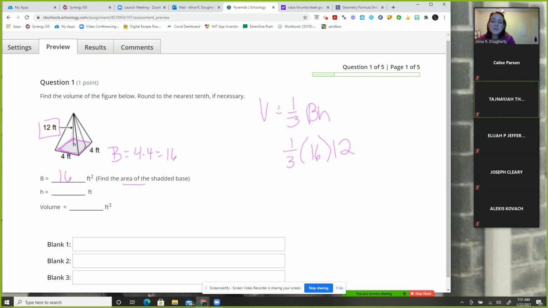Find the area of the shaded base. And then the height is 12. So if I do that in my calculator, 1 divided by 3 times 16 times 12 is going to be 64. So I think those should be the answers.